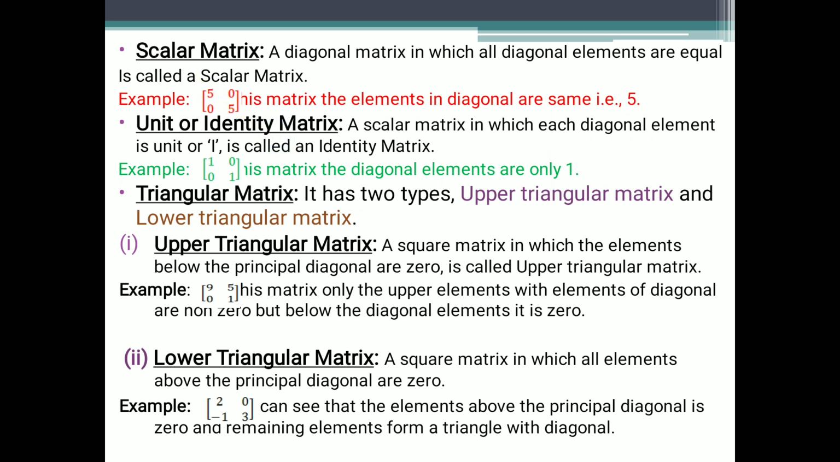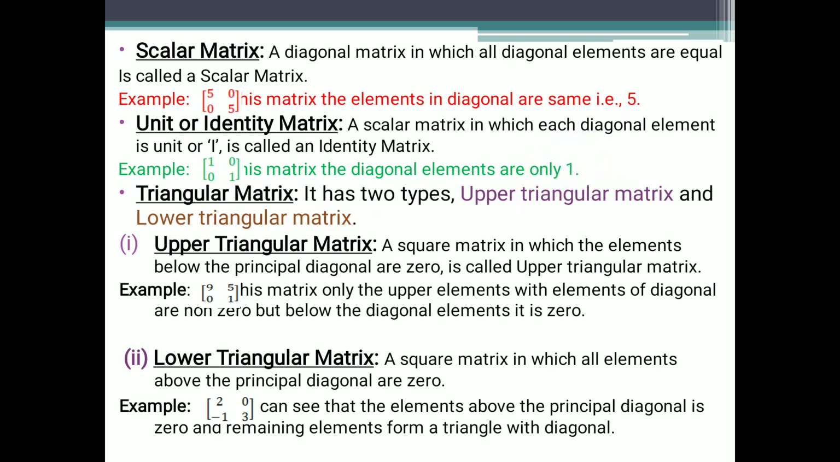Okay? Next is unit or identity matrix. Similar to the scalar matrix, a unit or identity matrix has diagonal elements as 1. They will be equal to 1. It cannot be 2, 3, 4, 5. No. If it is 2, 3, 4, 5, then it becomes a scalar matrix. But if the diagonal elements are equal to 1, then it will be a unit or identity matrix. Let's move on to next.